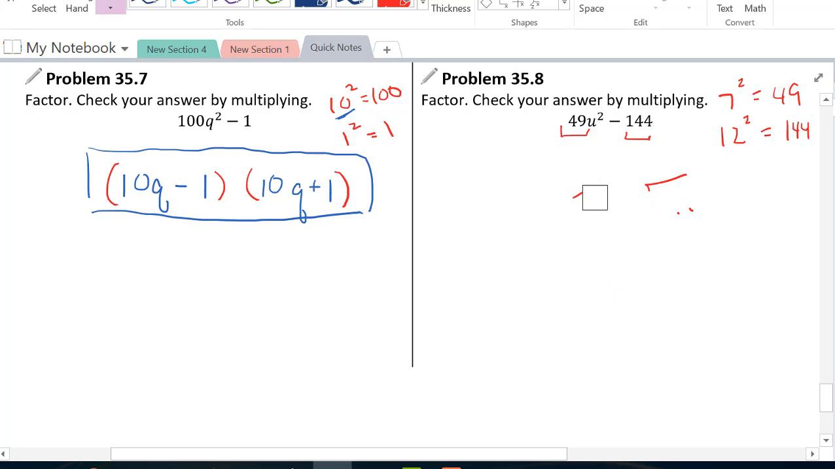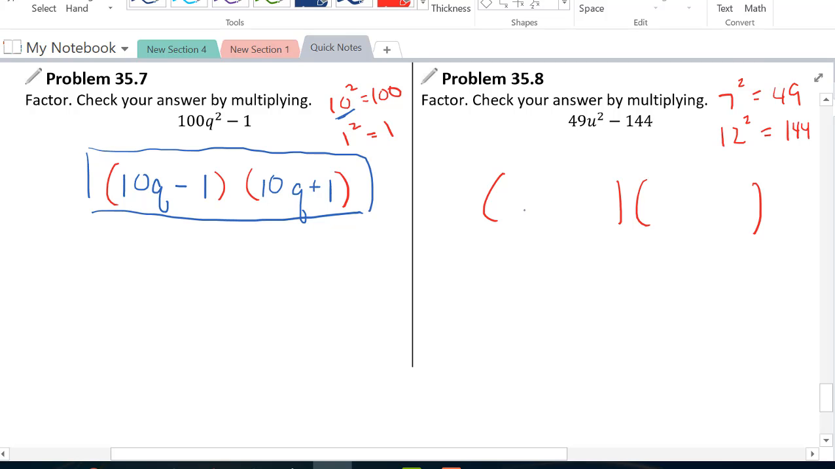So you will see that 49 is a perfect square and 144 is a perfect square. And then what's the second condition? Even power. Does this have an even power? Yes, it does. That's a square. Third condition is subtraction. Yes, it is. So there you go, we can use difference of two squares. So what does this factor into? Parentheses, parentheses.